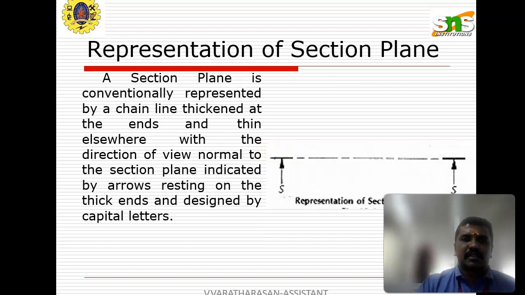The sectional plane is conventionally represented by a chain line, thickened at the ends and thin elsewhere, with the direction of view normal to the sectional plane indicated by arrows resting on the thick ends and designated by capital letters. So that line is known as the cutting plane line or sectional line in the computer machine drawing diagram. That is the way of representing the sectional plane or cutting plane.